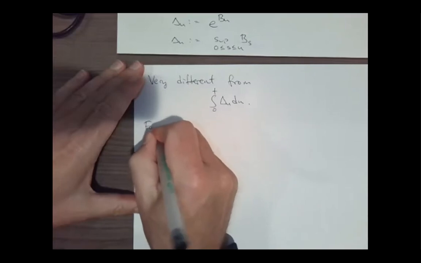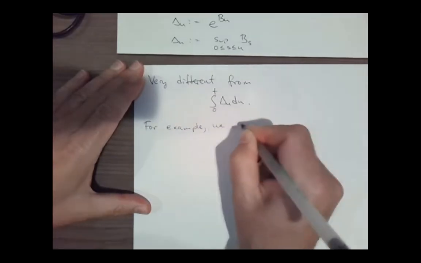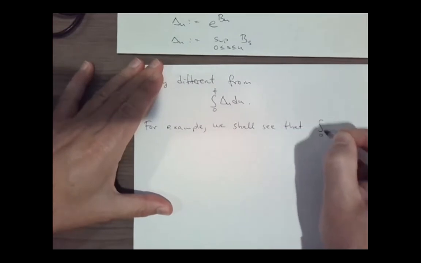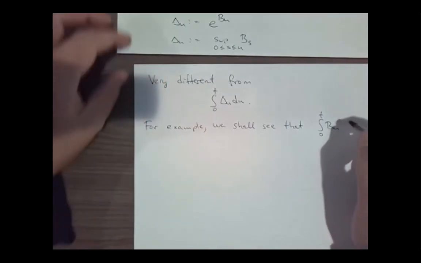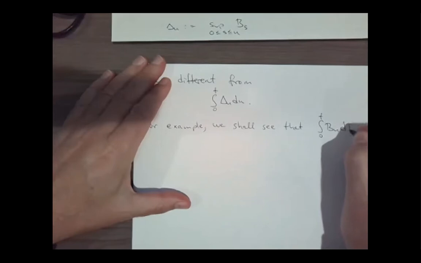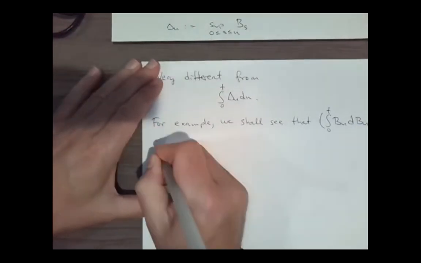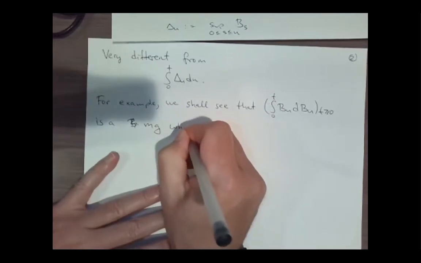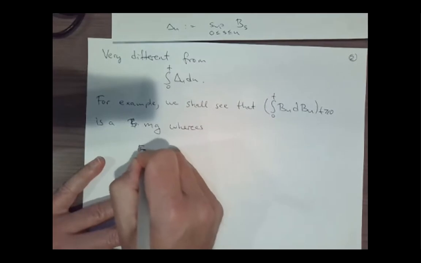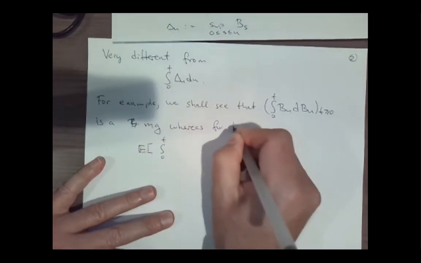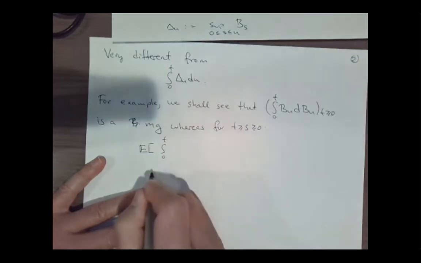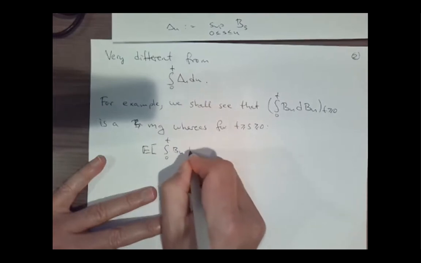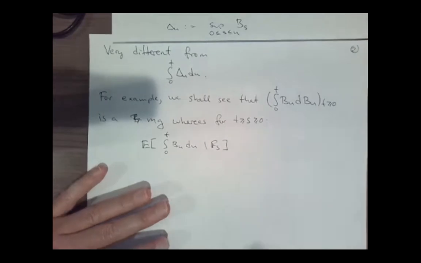So for example, we shall see that an integral from 0 to t of bu, so now I'm looking at the second example here, we shall see that this integral here, indexed by time, is a martingale, whereas if I compute the conditional expectation, say from 0 to t, for t bigger than s, of bu du given fs, I'm going to get something quite different.